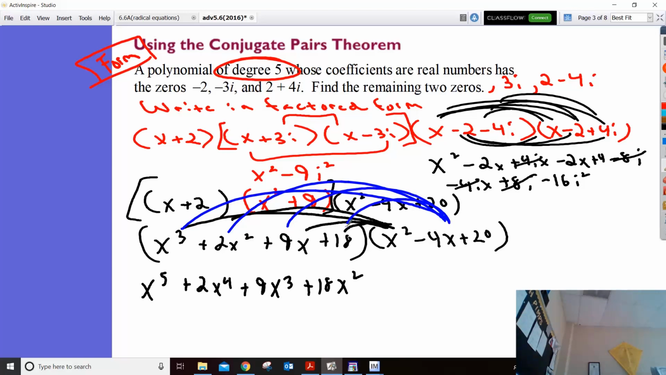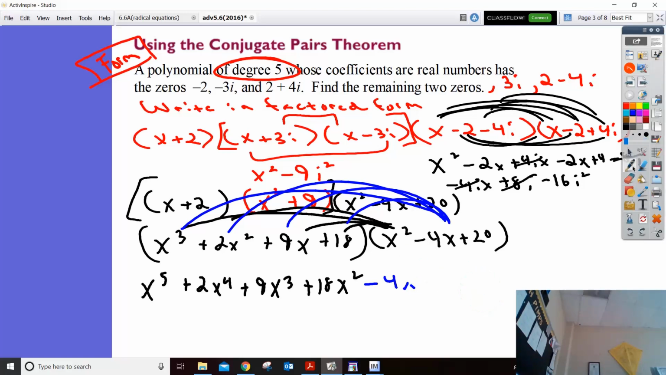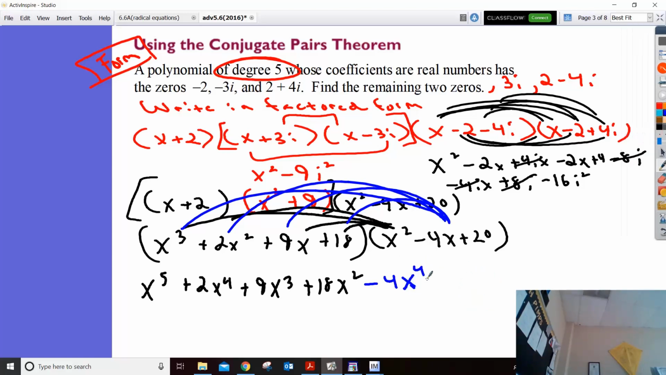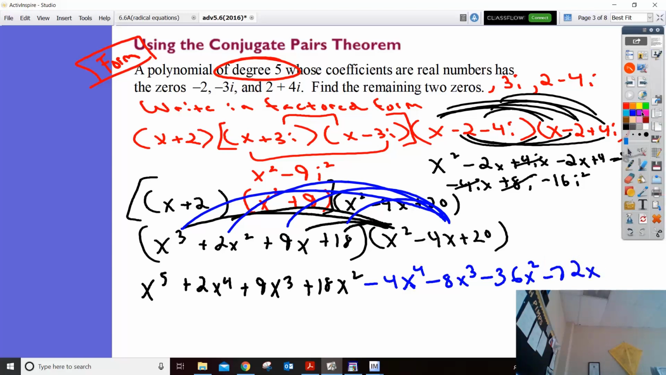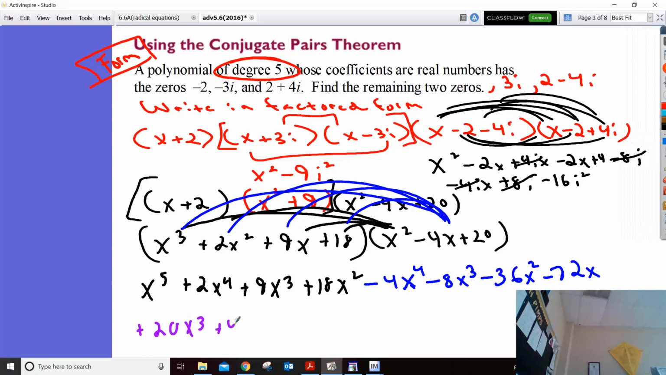So minus 4x to the 4th, minus 8x cubed, minus 36x squared, minus 72x. And 20 everything, right? Plus 20x cubed, plus 40x squared, plus 180x, plus 360. And we'll stop there for today.